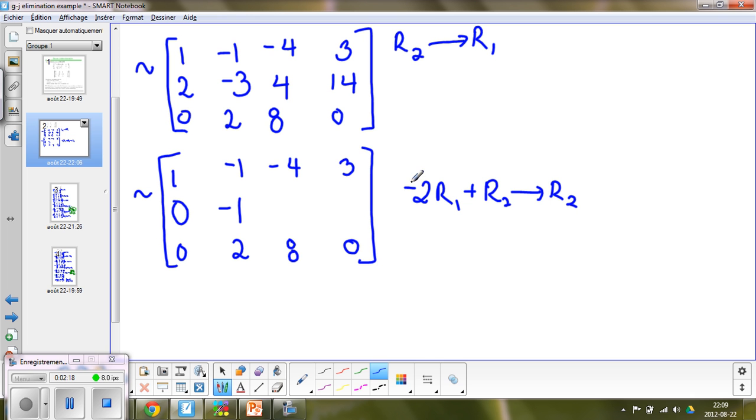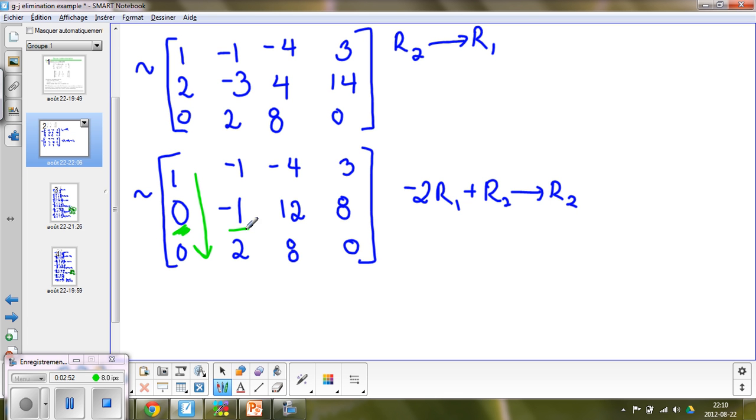-3 plus 2 is -1. Then 4, now I have to add -2 times -4, that's +8. 4 plus 8 is 12. And then 14, -6, because 3 times -2 is -6. 14 - 6 is 8. Right, we're getting there. I now have a -1 here. We wanted a 0, done deal. This first column is all good.